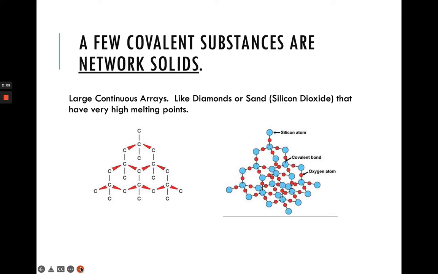Good examples of those would be diamonds, which is just pure carbon. It's an element, actually, an element that is covalently bonded, or sand, whose pure form is silicon dioxide. And instead of having molecules, the covalent bonds just go on forever and ever. These network solids have very, very high melting points, similar to the very high melting points in the strongly bonded ionic compounds.